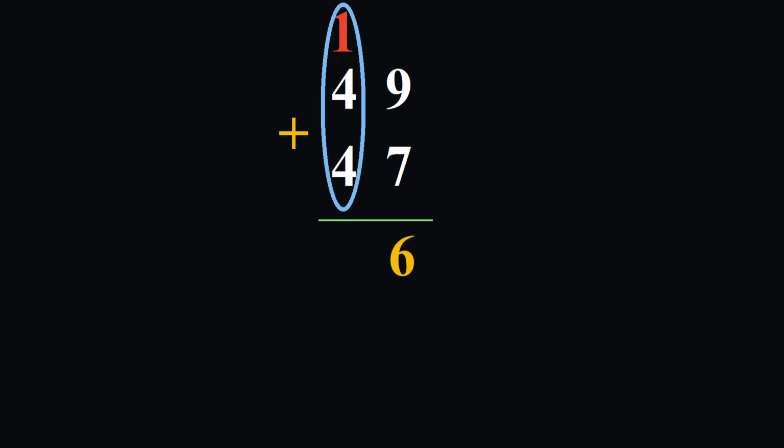Now we add the numbers in the tens place. 1 plus 4 equals 5. We need to add 4 more, which gives us 9, right? 9 in the tens place.